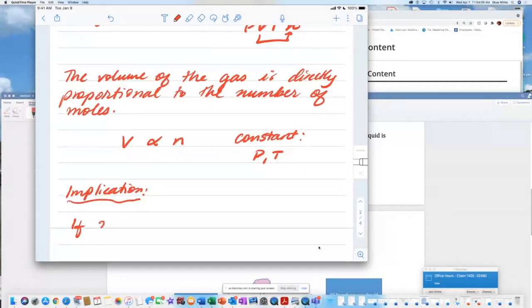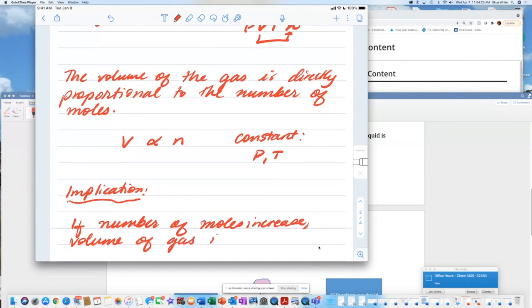If the number of moles increases, the volume of gas increases.